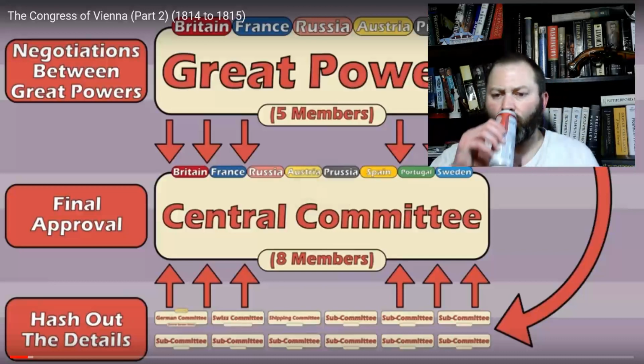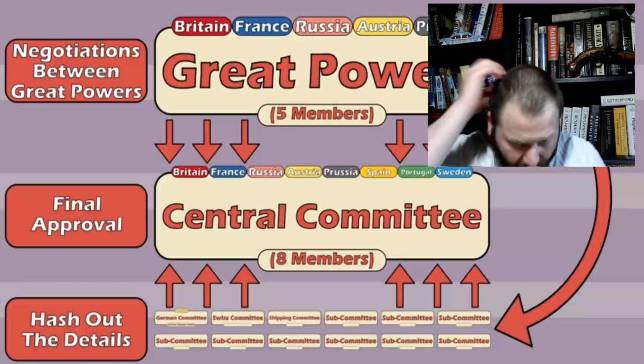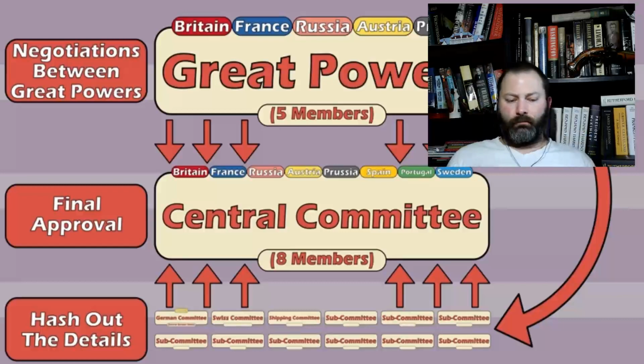Post-Holy Roman Empire world. The negotiations that took place within the German Committee were perhaps the most consequential of the entire Congress.